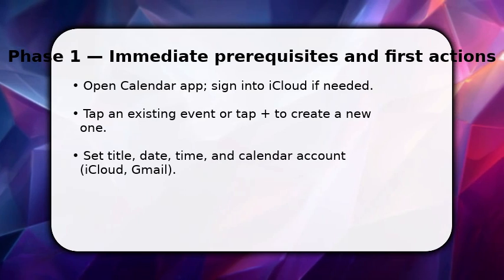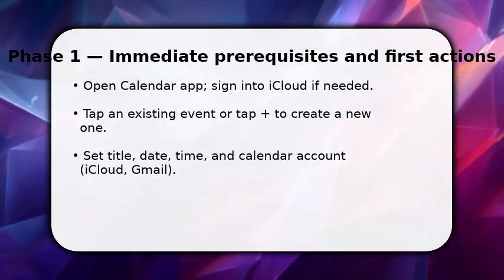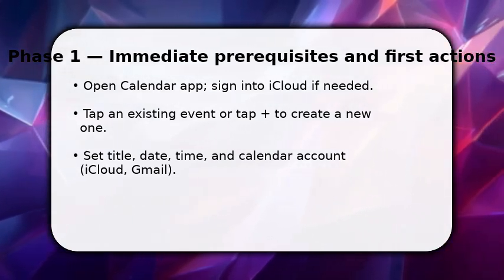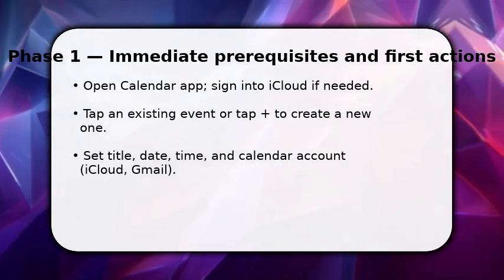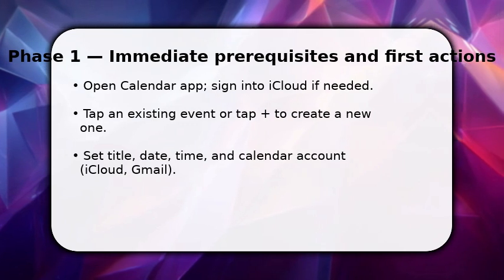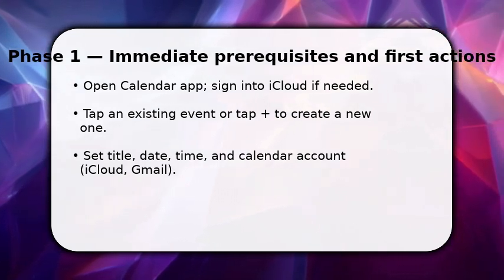You start by opening the calendar app and choosing the event you want to alert for. Tap plus to create a new event or tap an existing entry to edit it. Make sure you select the correct calendar account. iCloud versus Gmail matters for syncing.